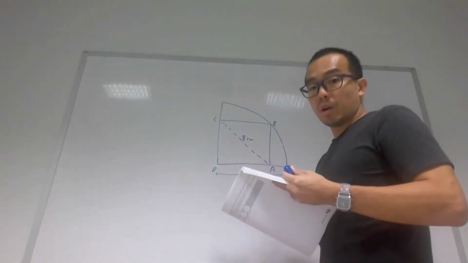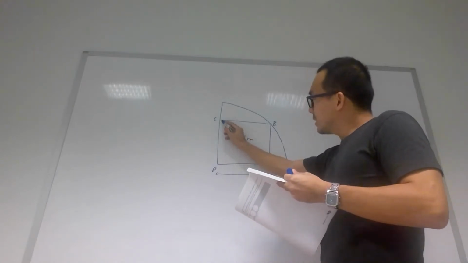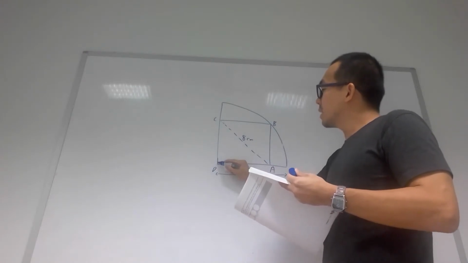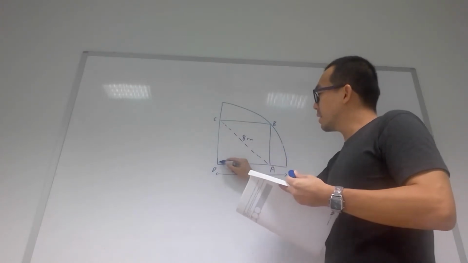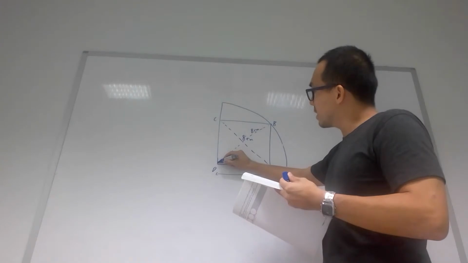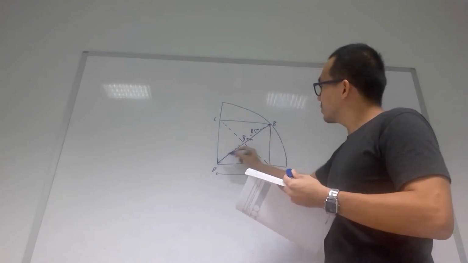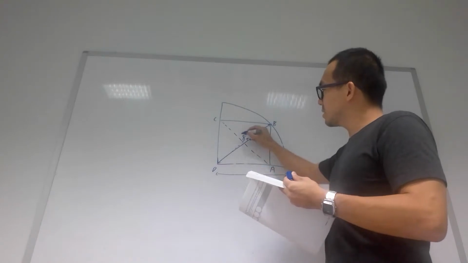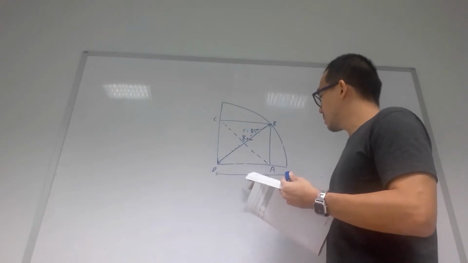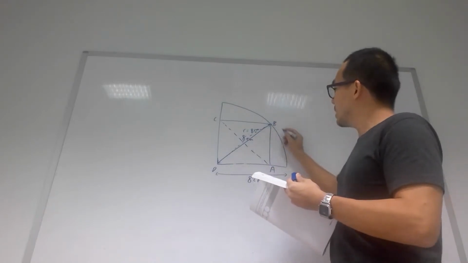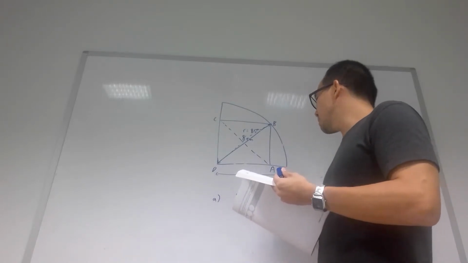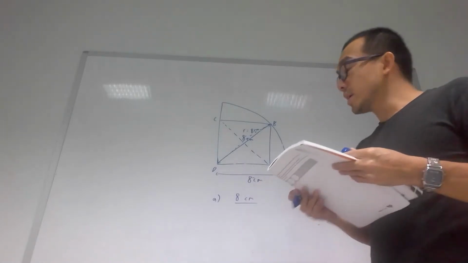Now class, I want you to get a very close look at this. This is a square, and this is called the diagonal of a square, so the other diagonal will be 8 cm as well. And if this diagonal is 8 cm, doesn't that make that the radius? R equals 8 cm. That's it. So this is 8 cm as well. So question A, very simple. What's the radius of the quarter circle? 8 cm.